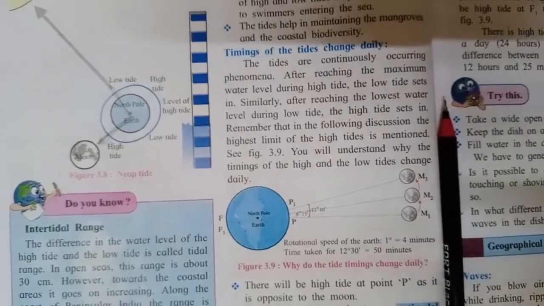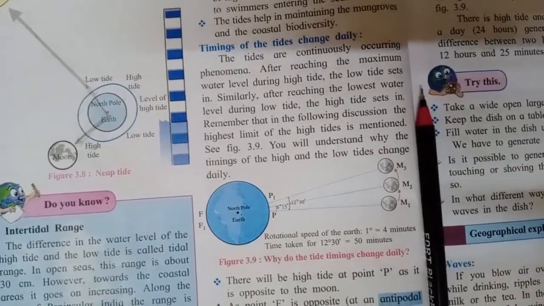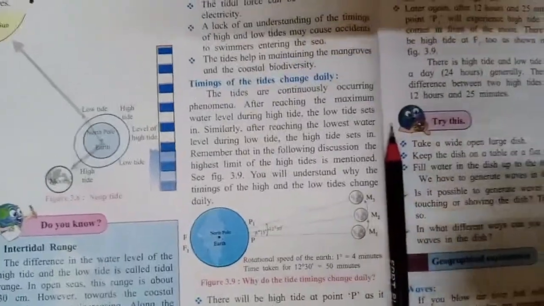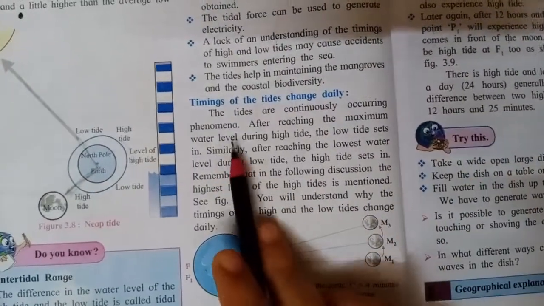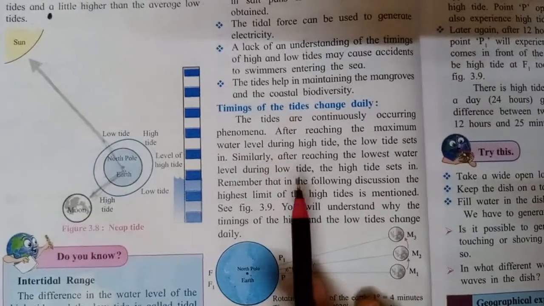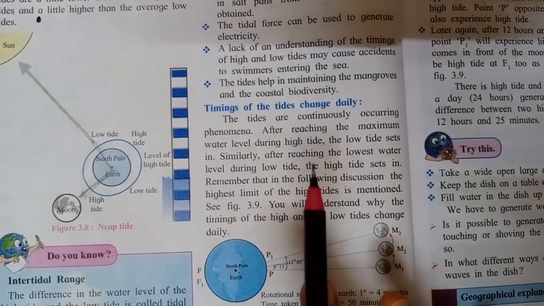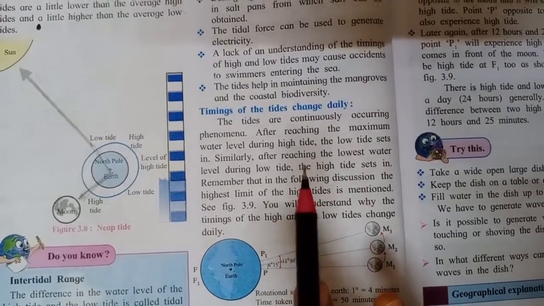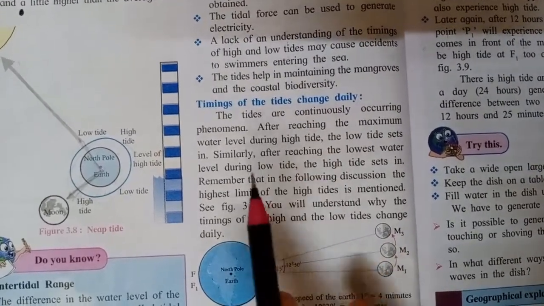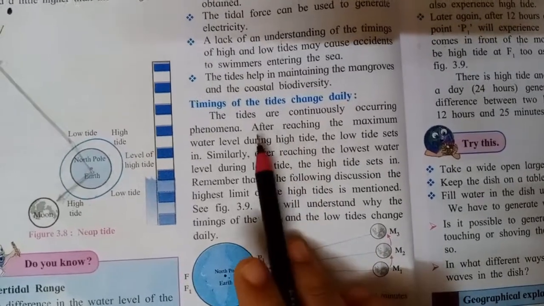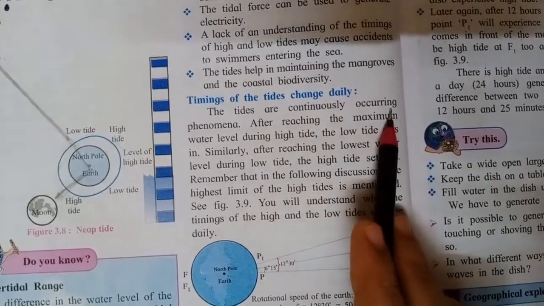So what they have given here is that the tide is a continuously occurring phenomenon. It is continuously going on, as I already explained in the previous video, whether it is day or night, whether people are around or not, the tide keeps on occurring all the time. Okay, so it is a continuously occurring phenomenon.